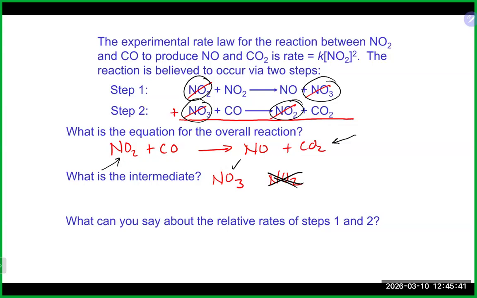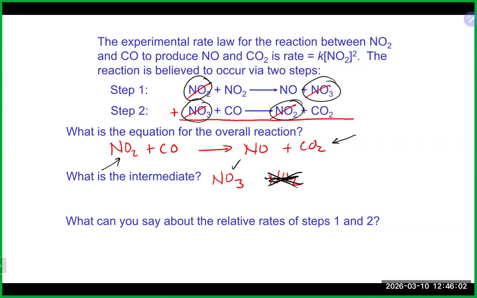So an intermediate is something that is made early on in the mechanism, is not there when the reaction is done. It got used up. So again, you want to be careful on that. It should not appear in the overall reaction if it is an intermediate. But it should appear in the earlier steps, and get used up by the time it's done. Any questions on that?